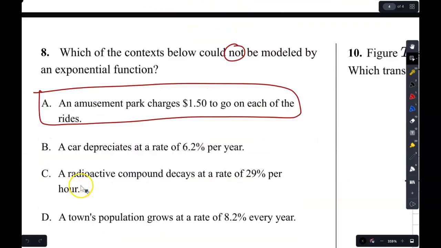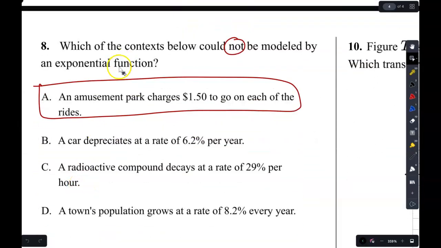Alright, so here we got a multiple choice problem. It says, which of the contexts below would not be modeled by an exponential function? Okay, so with an exponential function, we want to look at problems where you are multiplying. When you have a percent, you're multiplying by a decimal more often than not. So if you're multiplying, then that's going to be exponential.